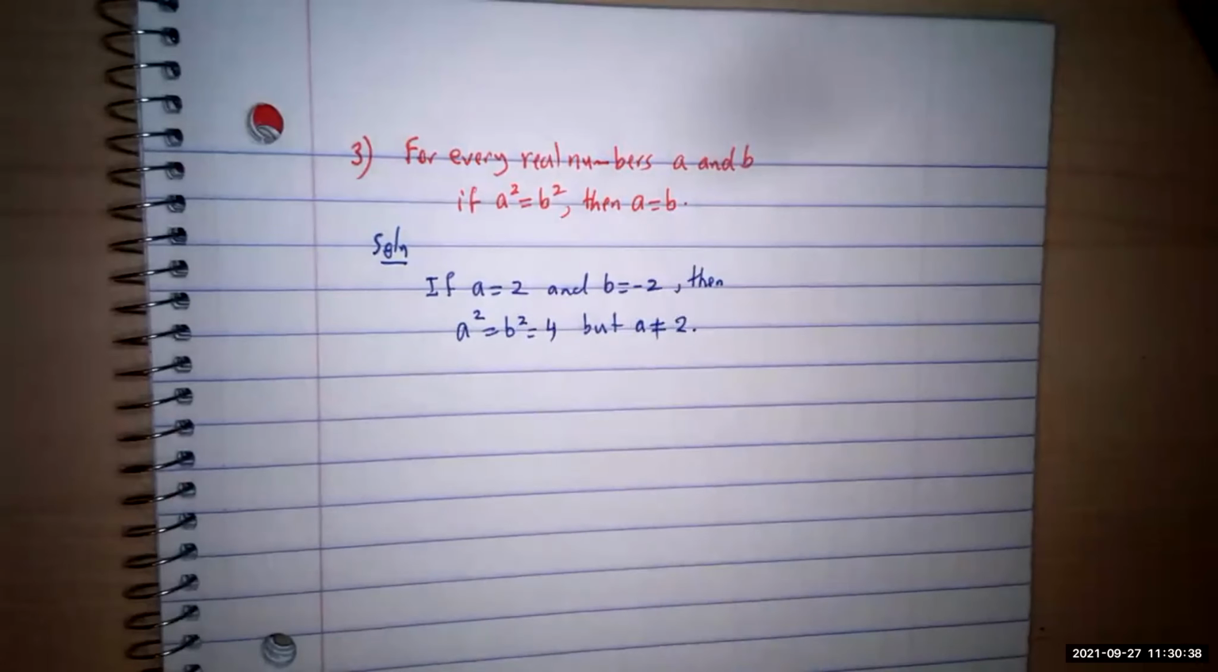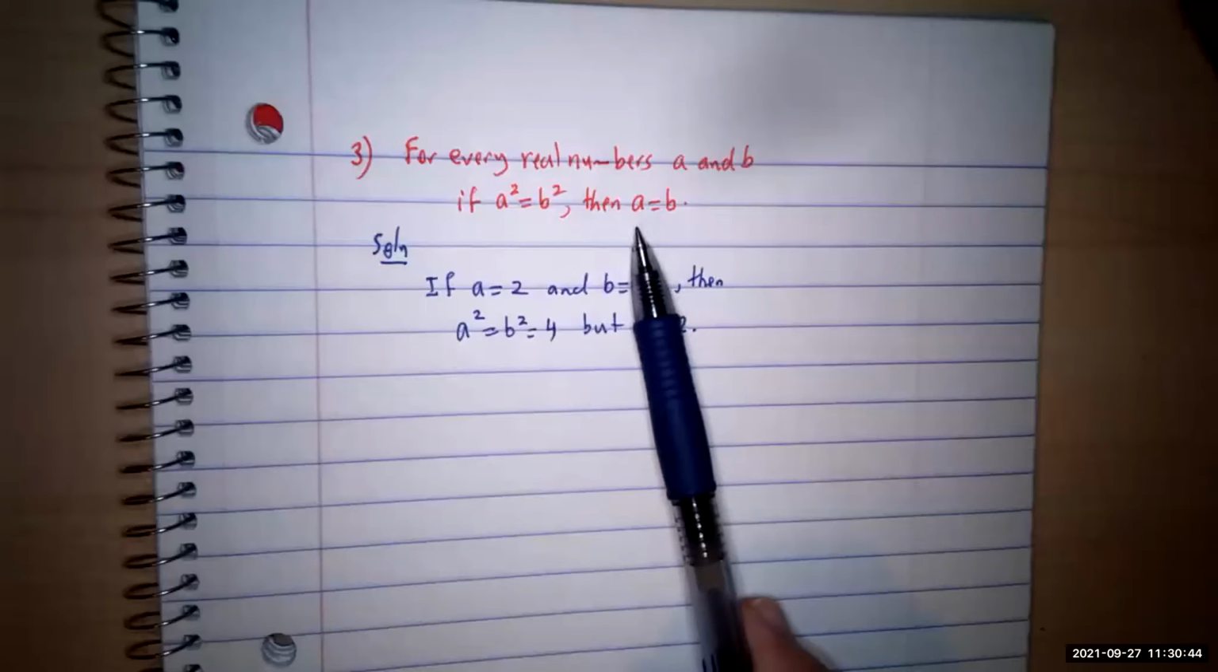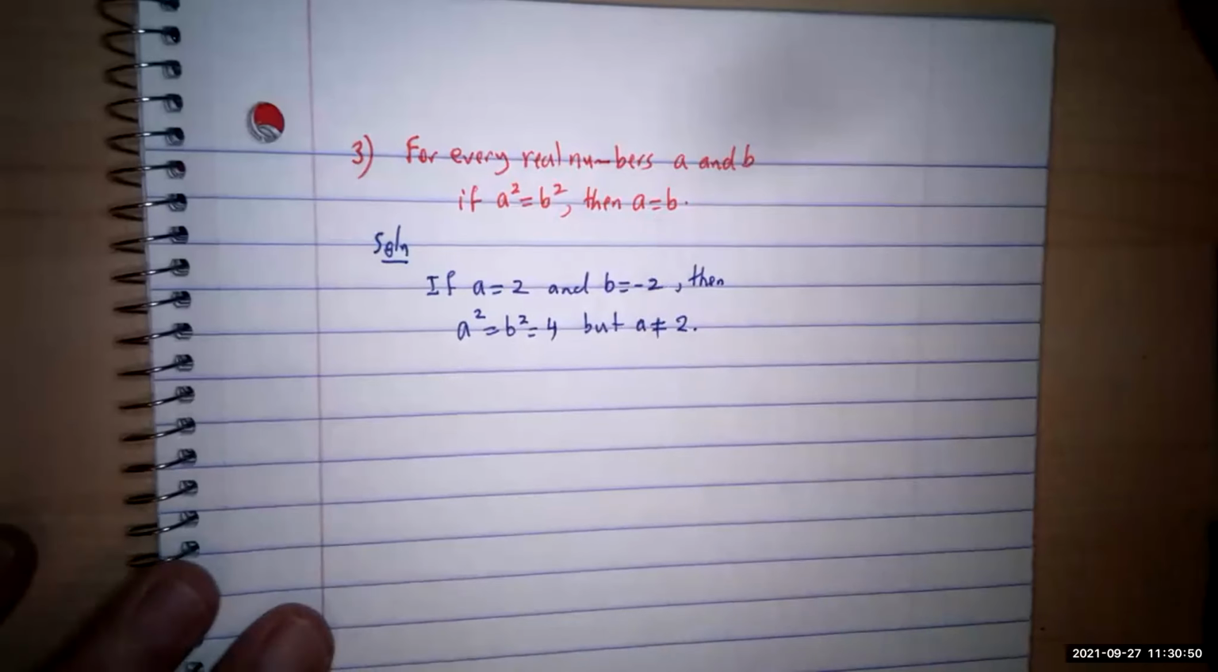Because you need the absolute value when you take the square root. If A squared equals B squared, then the absolute value of A is equal to the absolute value of B, not A equal to B. Okay, so this is how we're going to reject it. Any question?